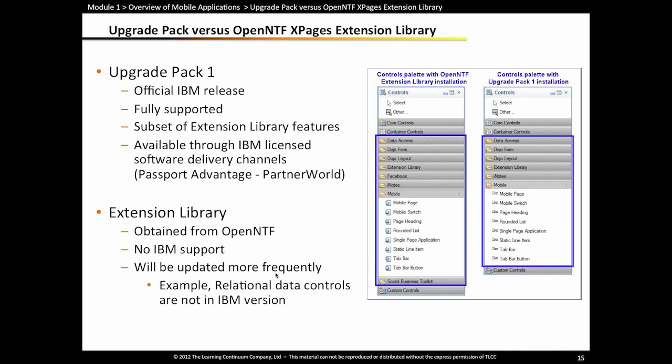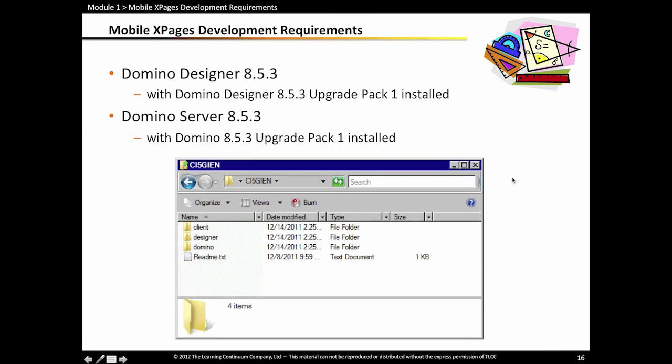So again, Upgrade Pack 1 officially comes from IBM as a fully supported subset of the Extension Library functionality. You get it off of Partner World or Passport Advantage, whereas the Extension Library is still dropped from OpenNTF. So go to OpenNTF, and again, it typically is going to be updated a little bit more frequently. So the mobile XPages development requirements, as we mentioned, are that you need Domino Designer 8.5.3 and Upgrade Pack 1 installed.